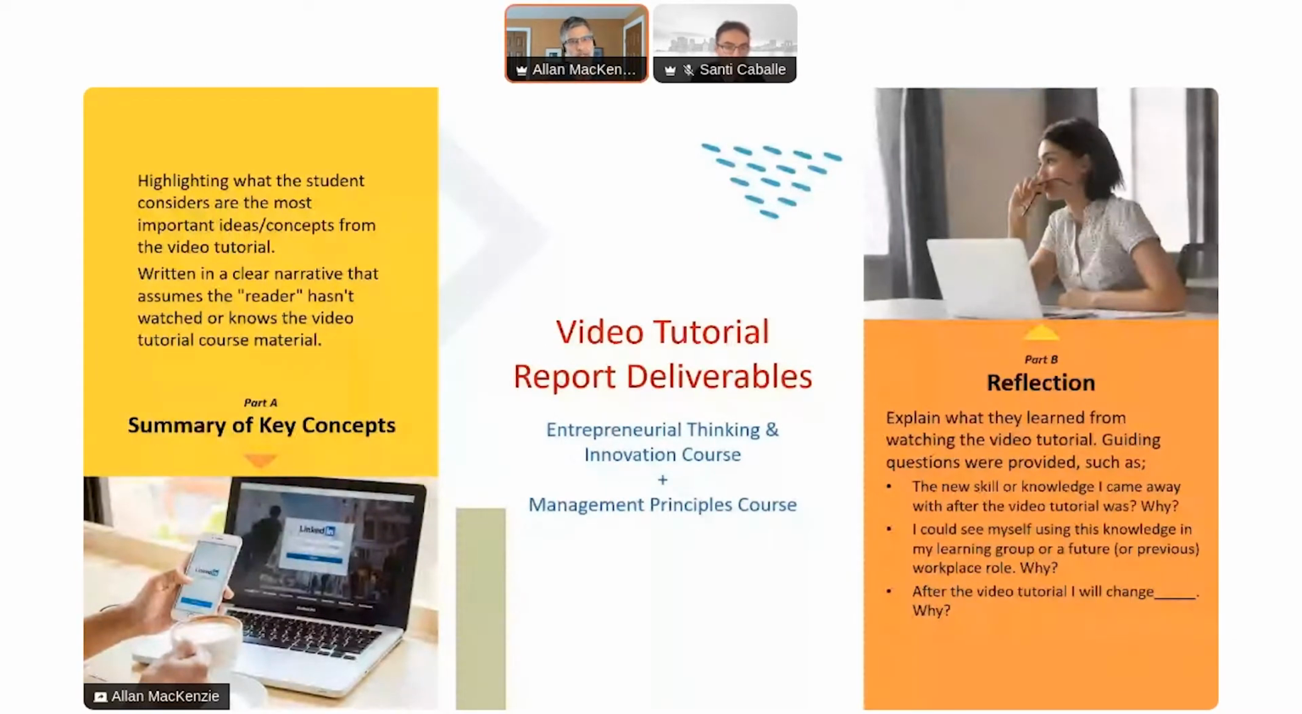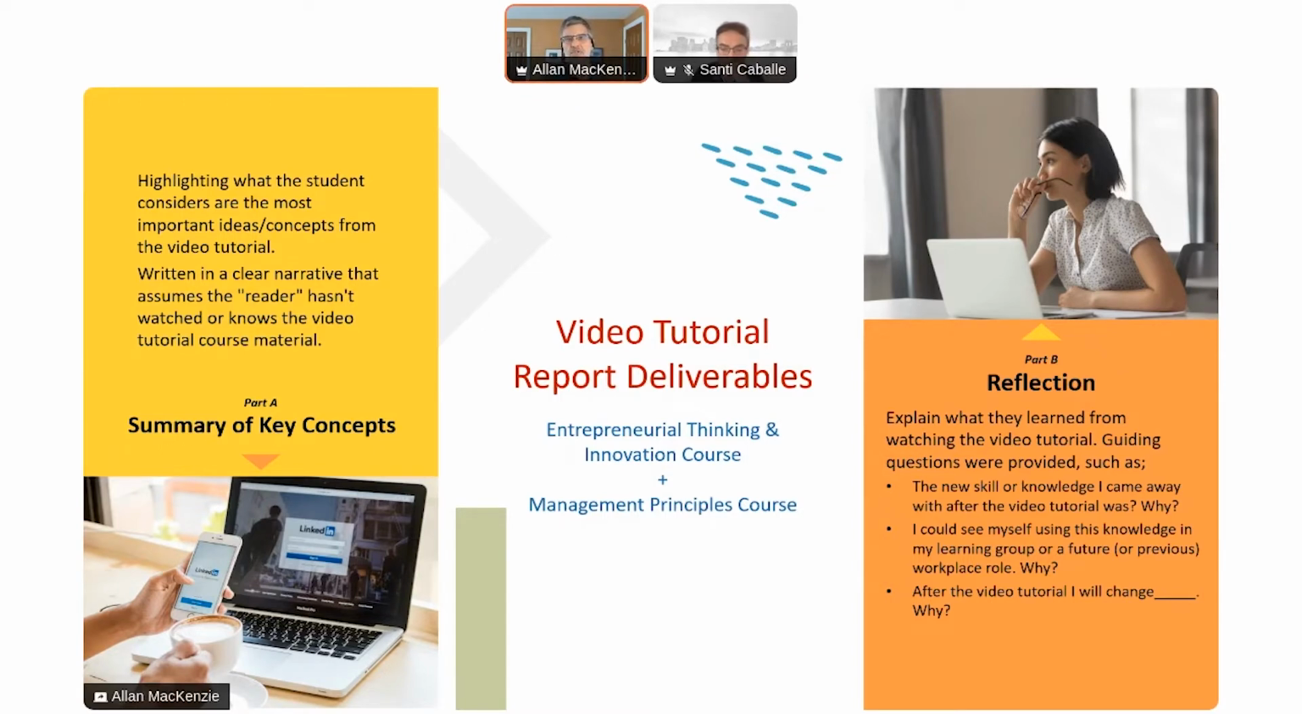The second part of the assignment was to reflect on the LinkedIn course and how students could incorporate the learning from that into either their education moving forward or within experiences that they've had out in the workplace, either as a co-op opportunity, a volunteer opportunity, or a part-time job.